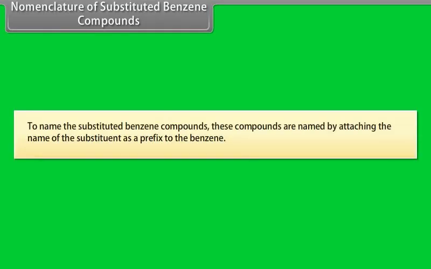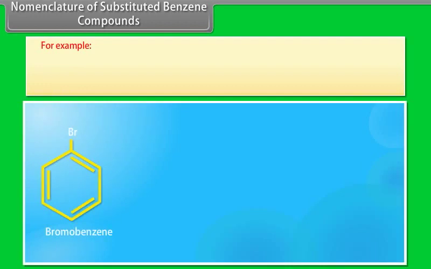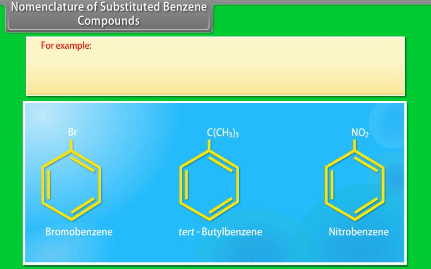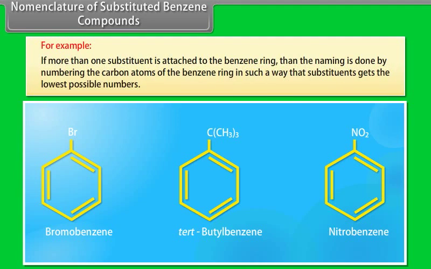Nomenclature of substituted benzene compounds. Substituted benzene compounds are named by attaching the name of the substituent as a prefix to benzene. For example, bromobenzene, tert-butylbenzene, nitrobenzene. If more than one substituent is attached to the benzene ring, then the naming is done by numbering the carbon atoms of the benzene ring in such a way that the substituents get the lowest possible numbers.